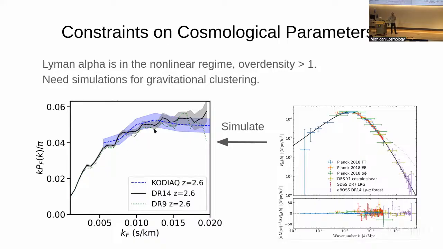This doesn't solve our problem because it tells us whether our simulation is in agreement with the observations, but it doesn't tell us what the best cosmological parameters are, right? It doesn't tell us the uncertainty on the cosmological parameters. To get that, we need to invert this. We need to say, okay, we have this observed flux power spectrum. How does that go back to the matter power spectrum? We can't do that with a simulation.